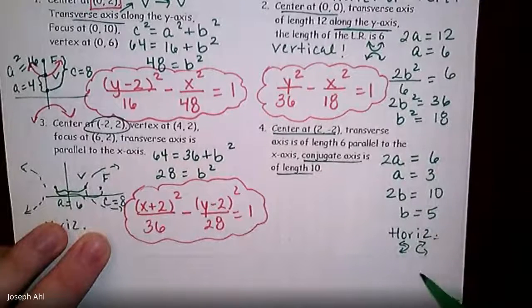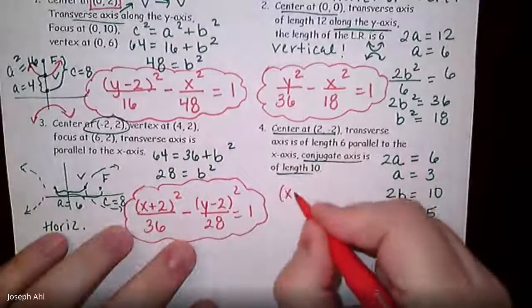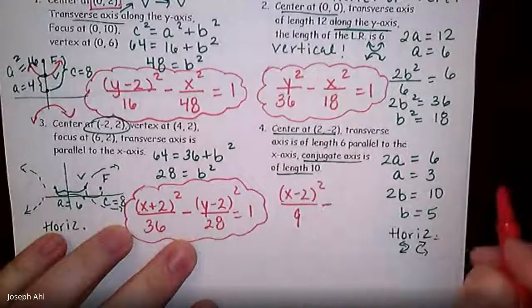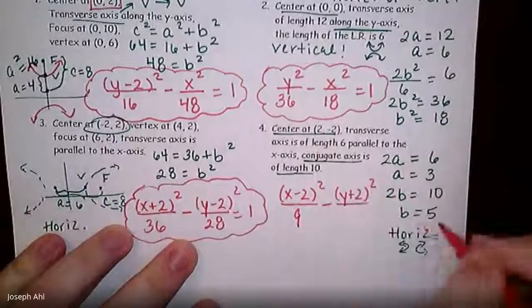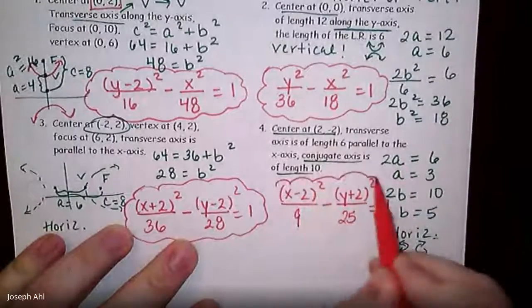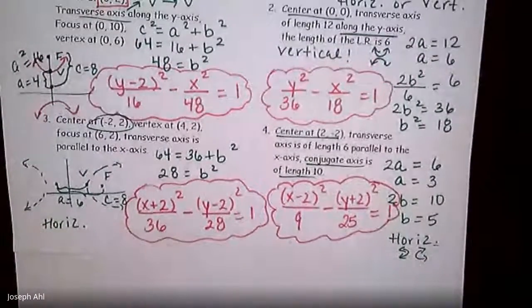Okay, with all those pieces put together, the equation will be x minus 2 squared over a squared, and this one is 9, minus y plus 2 squared over b squared, which is 25, equals 1, if I can squeeze that in there. Okay, and there you have it.